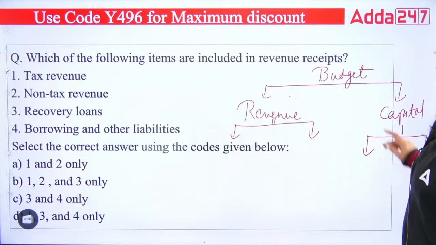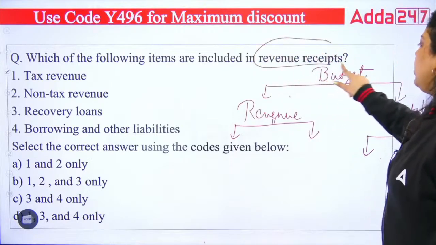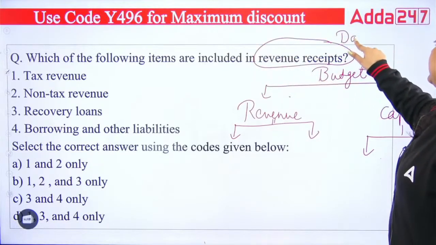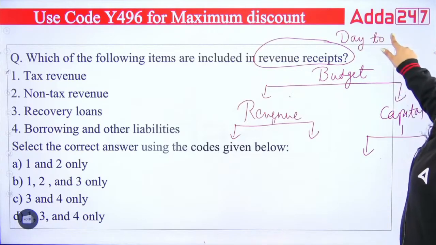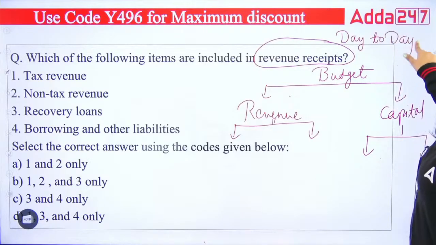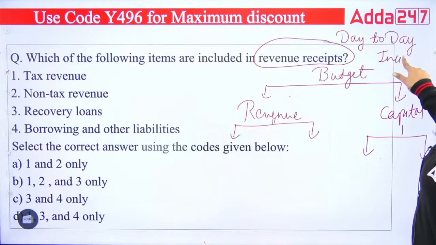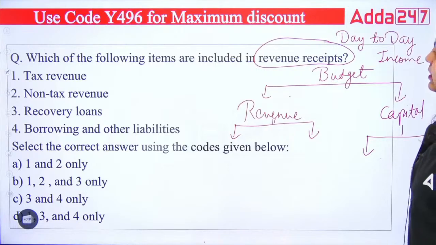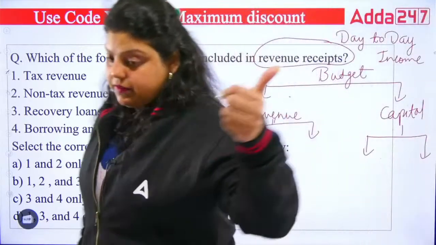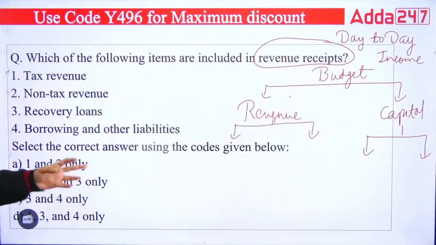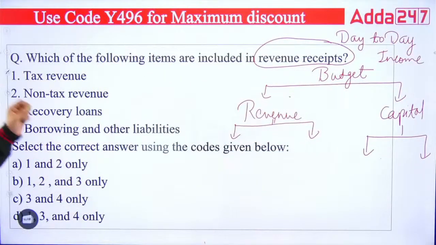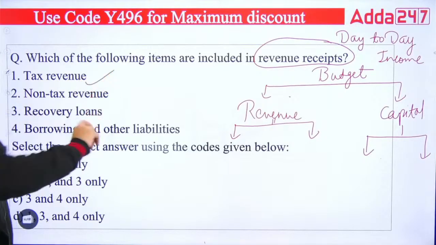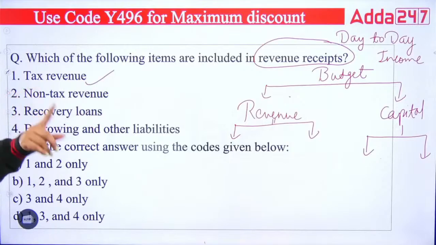When it comes to revenue receipts, it means the day-to-day income of the Government of India, because the revenue budget is a short-term budget. Clear? So what will be the right answer? First is tax revenue, and this is true. Every day we are purchasing something and paying taxes, so tax revenue is a day-to-day income. Second, non-tax revenue, is also a day-to-day income.